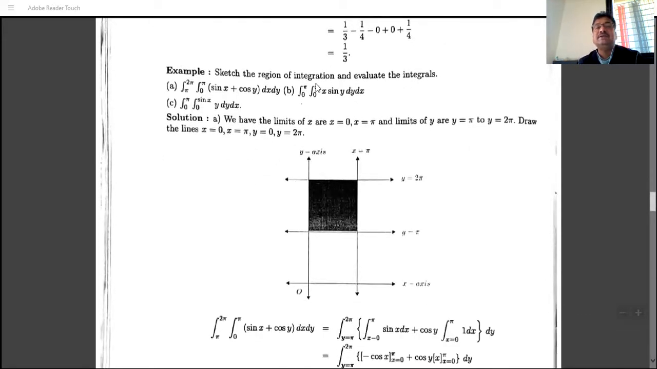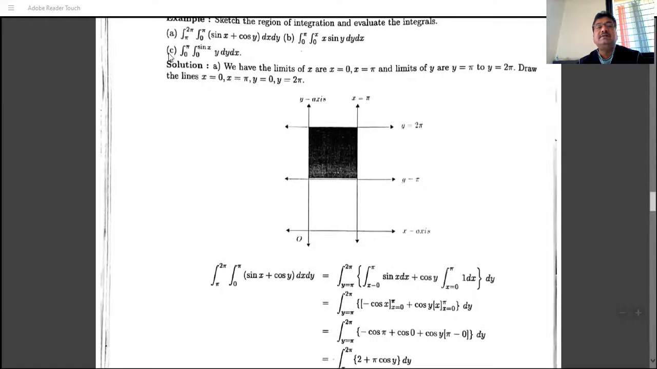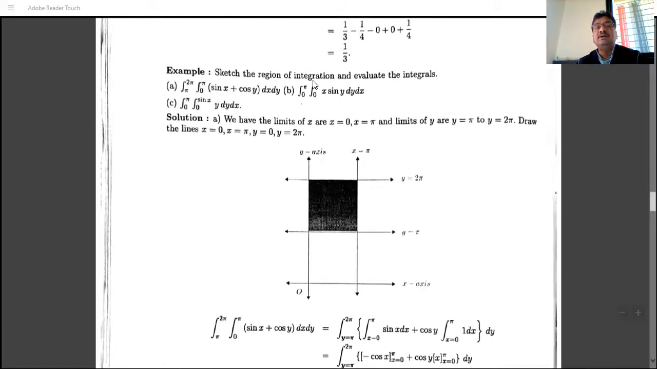The next problem is to sketch the region of integration and evaluate the integral. So there are 3 problems. The first problem is what? Pi to 2 pi, 0 to pi. In order to draw the region of integration, the limits are important. Both the limits are constants. So 0 to pi is with dx first.